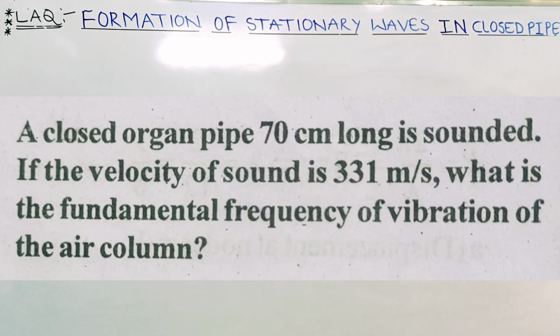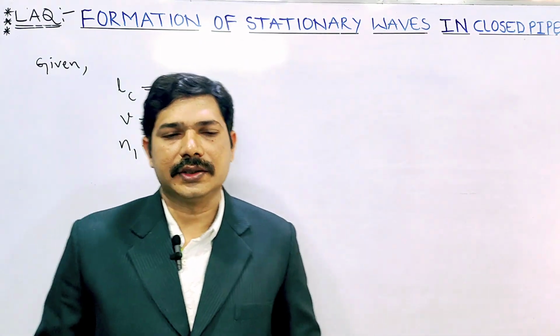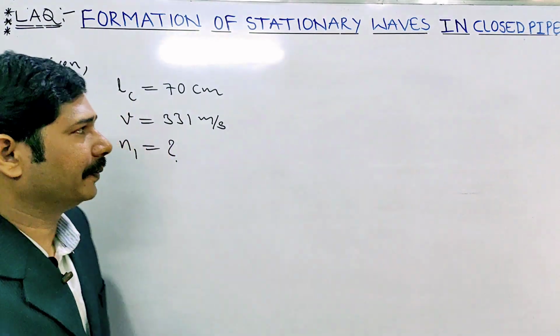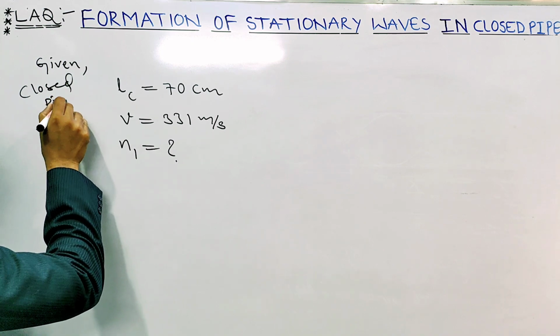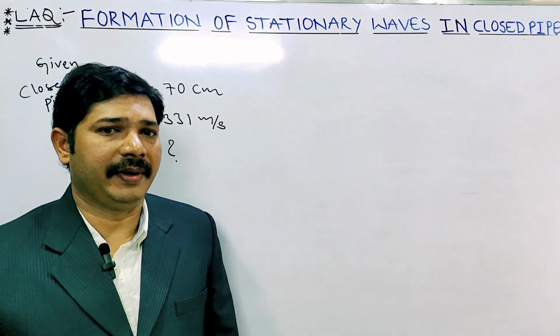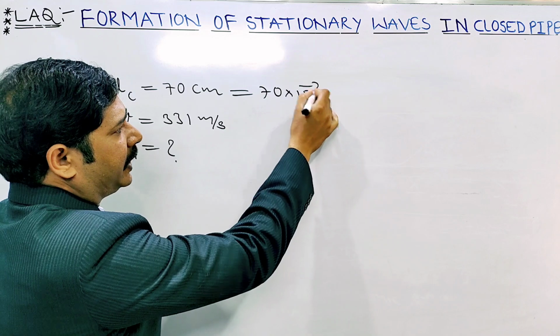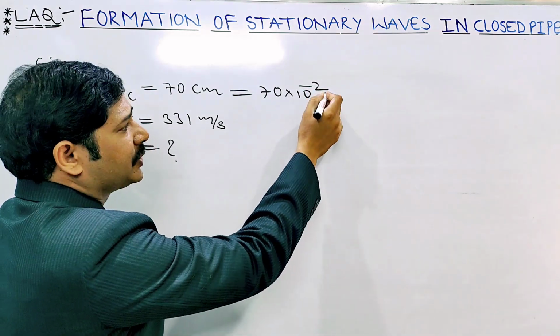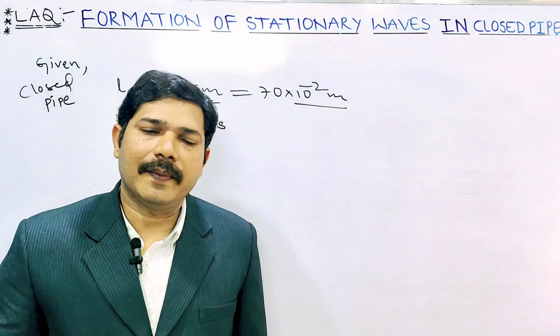A closed organ pipe 70 centimeters long is sounded. If the velocity of sound is 331 meters per second, what is the fundamental frequency of vibration of the air column? In this numerical, they are clearly mentioning a closed pipe. For the closed pipe, the length is given as 70 centimeters. We have to convert to meters in SI units: 70 into 10 to the power of minus 2 meters. Centimeter to meter is 10 to the power of minus 2 meter.